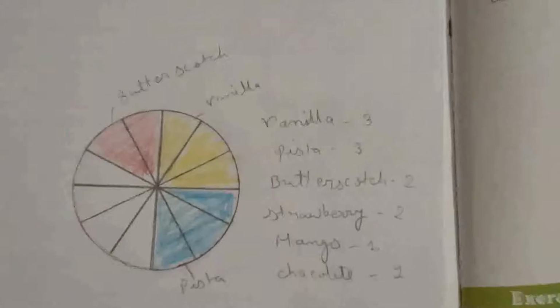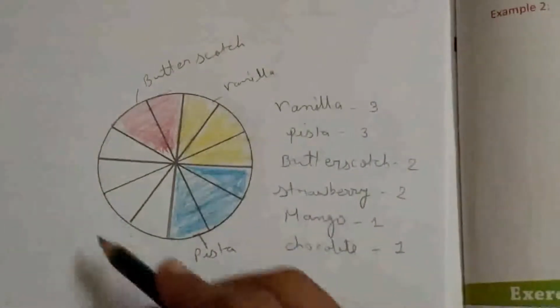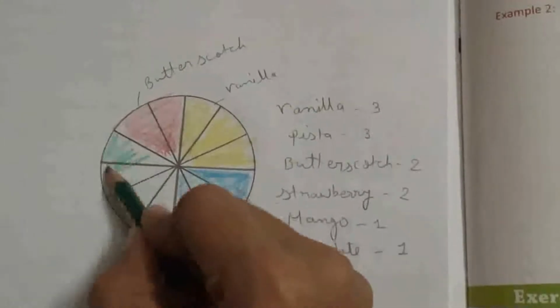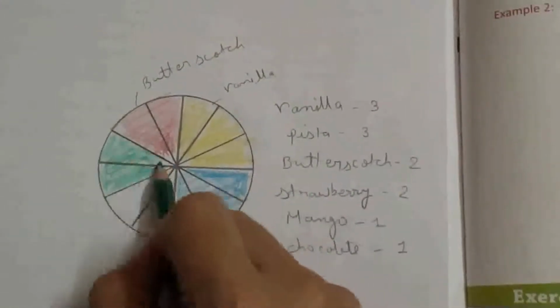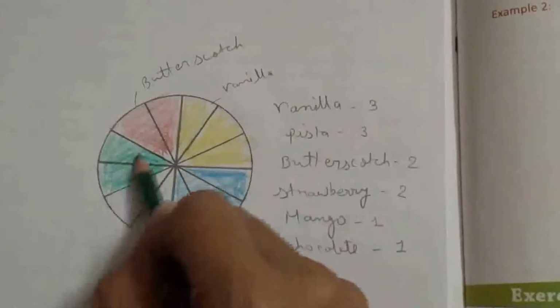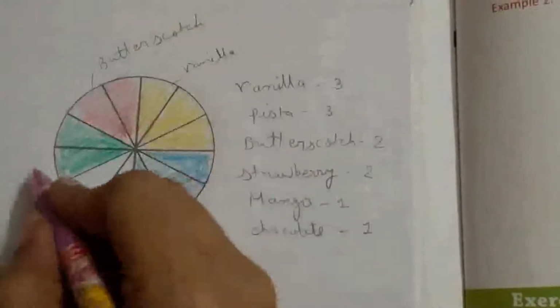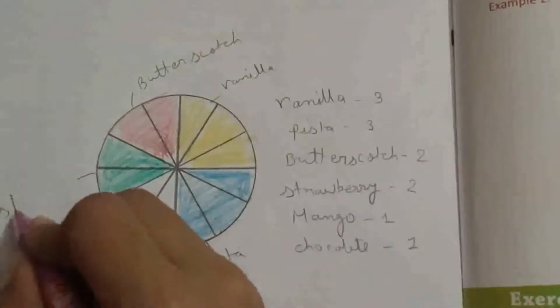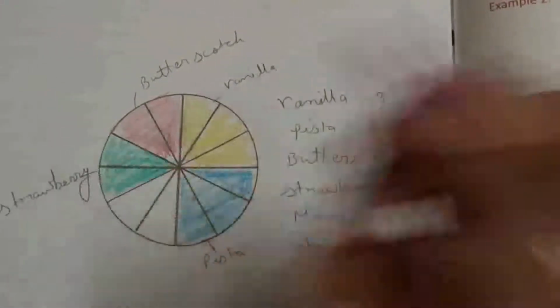Understood? Now the next 2 parts are for strawberry. So I will draw here in 2 parts. I will draw here strawberry, right? So I will write here strawberry. Understood?